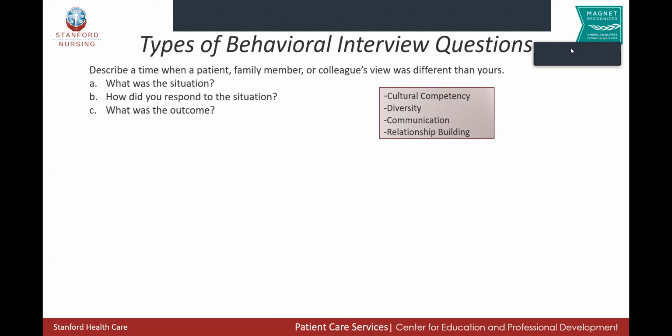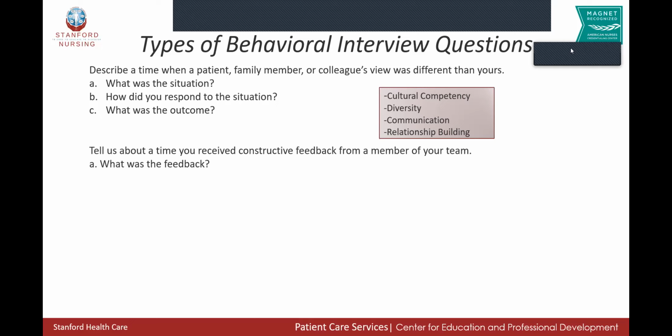You gave them some time to decide. When you came back, they still chose to continue without the vaccine. You appreciated their response and continued to provide care and that trusting relationship that you had already built. That could be an example for when you had to deal with somebody whose views were different than yours.